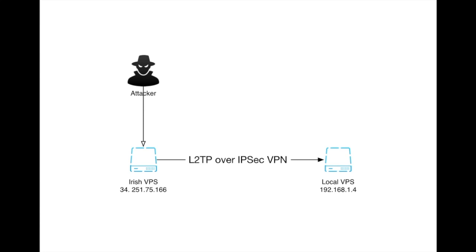Okay, I just want to show you a quick diagram of that last attack that we just did. Basically, the attacker logged into our Irish VPS, which was forwarded to our local VPS here. This is an IPSec VPN. We're using Layer 2 Tunneling Protocol over this VPN connection, and that's how that worked.